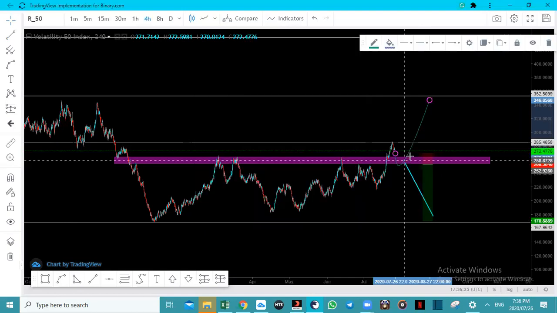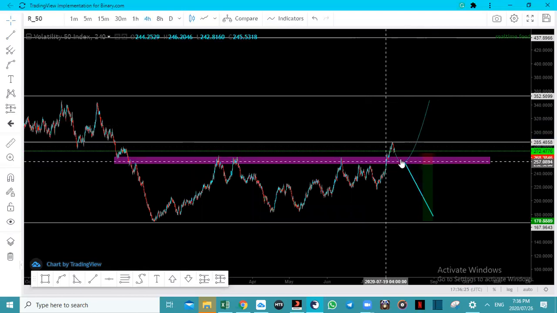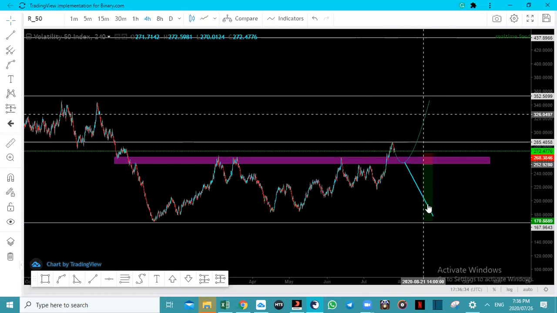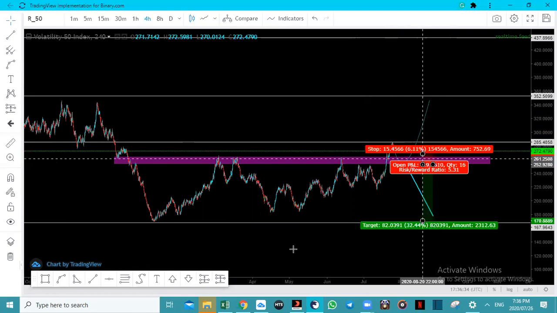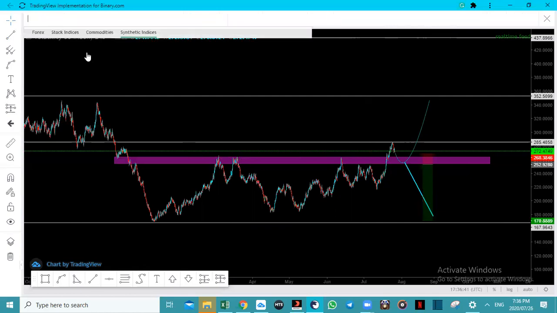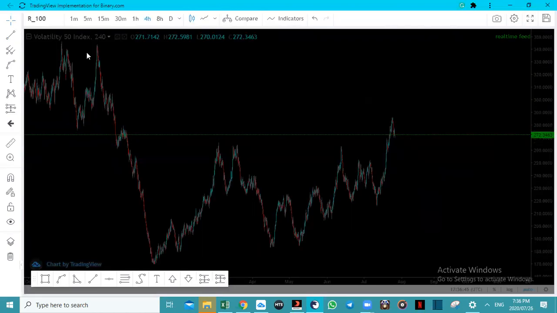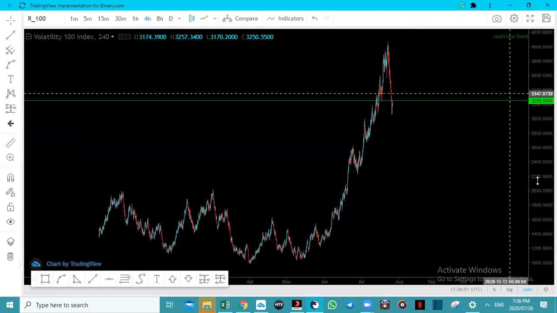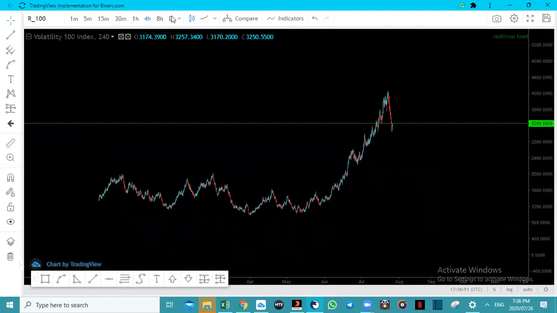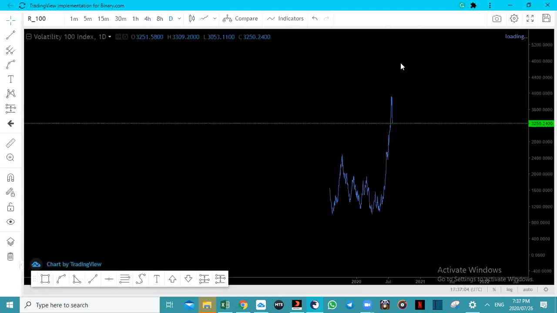Okay, this is what's going to happen with price. One of two things: it's going to come test this level where it broke out and continue back up, or it's going to continue going back down. So you always want to be aware. Okay, let's do the last pair, volatility 100, and see if we can find opportunities there. Remember, guys, you start off on the daily time frame, the line chart.